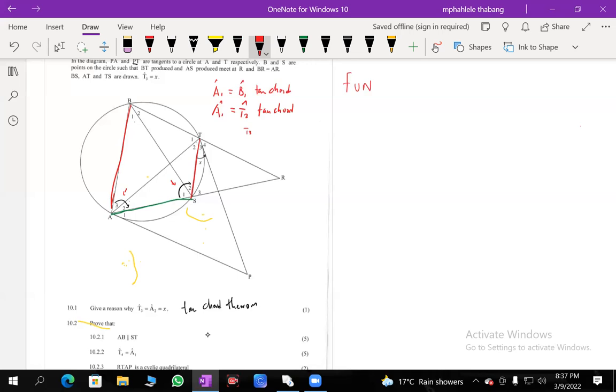So let's try to prove that AB indeed is parallel to ST. 5 marks. Lot of workings. This is what I think is my parallel lines. This is my transversal. So I need to show that B1 equals S2.